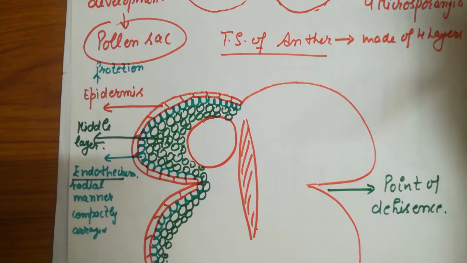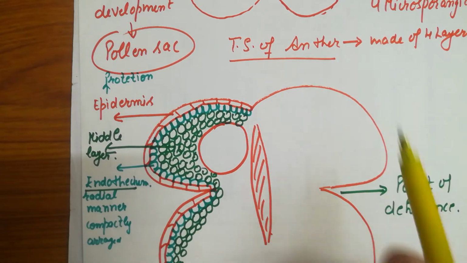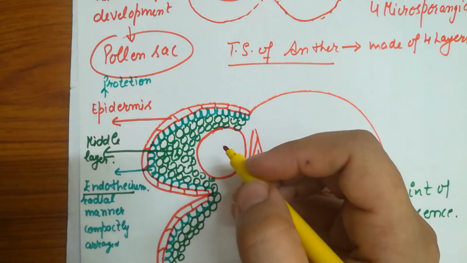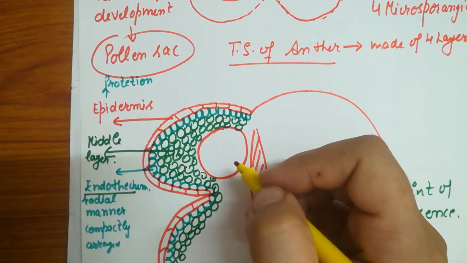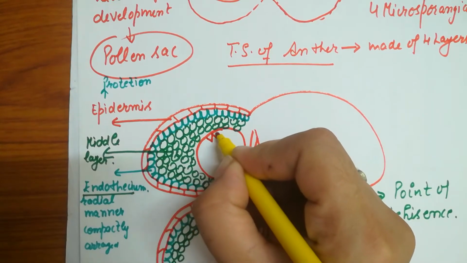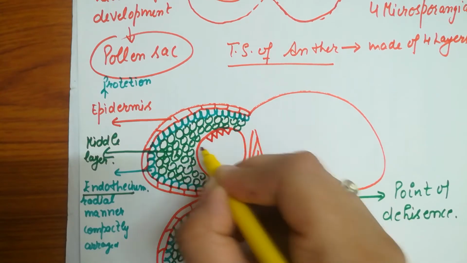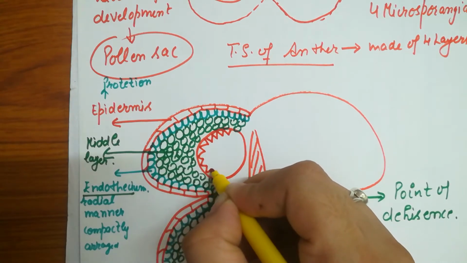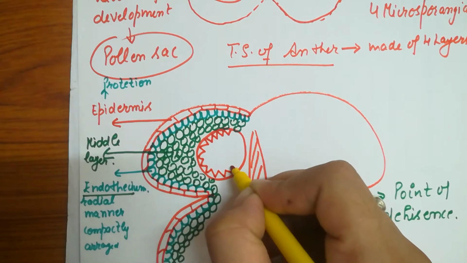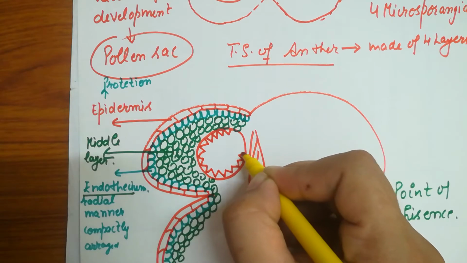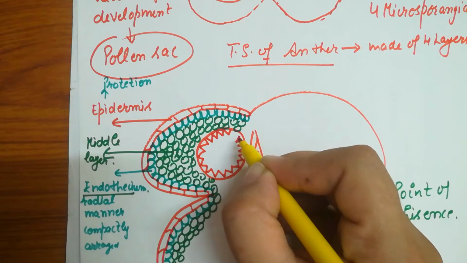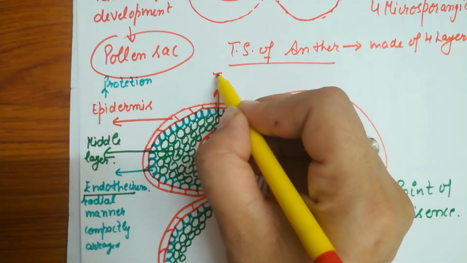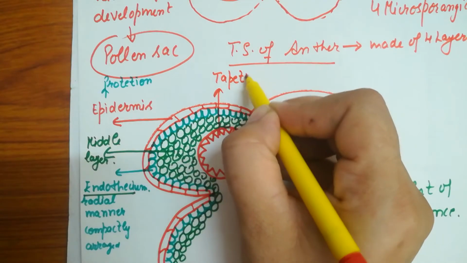So next is the next layer. I said 4 layers are there. Then what is the other layer? That is our innermost layer, which has pyramid-shaped cells, that is tapetum. This layer which I am drawing here in this microsporangia or pollen sac is the tapetum. So this innermost layer is called tapetum.